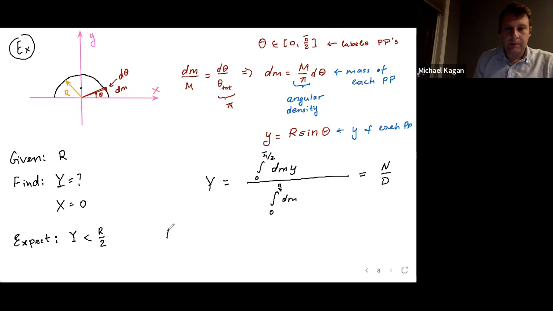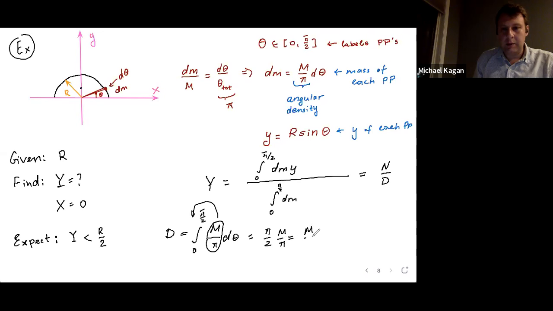Let's call it numerator over denominator and compute them. So denominator is the integral from 0 to pi over 2. What is dm? dm is right here, right? M over pi d theta. So this is a constant, goes out of the integral. When you integrate d theta, you get theta with a substitution from 0 to pi over 2. That is pi over 2. So you get pi over 2 times m over pi, which is really m over 2, which is no brainer, right? It's half of the mass. Exactly.